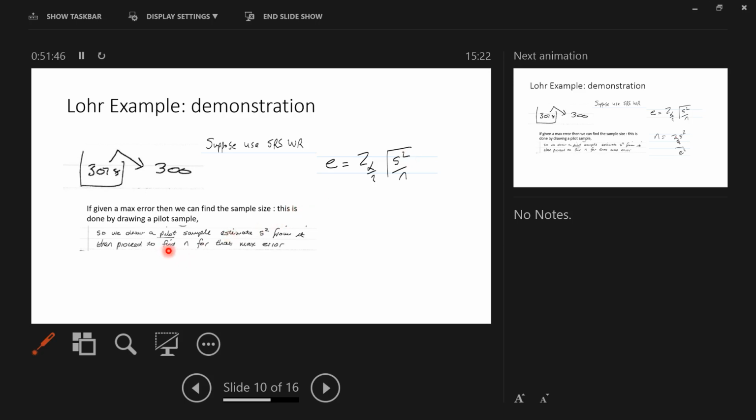In other words, you say, let me just pick a few. No mathematical basis, nothing to do with how much error you have. I'm just going to pick a few. 36. Just pick a number, as many as you can. I've got a day, I can do 36. You use that, and it's called a pilot sample. It's not the real sample. But you use that to guess roughly what your s squared is.